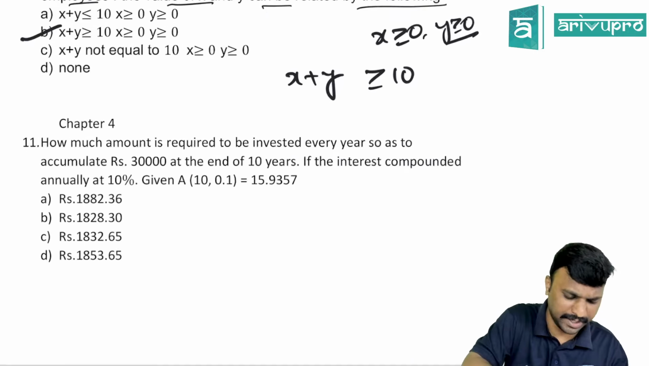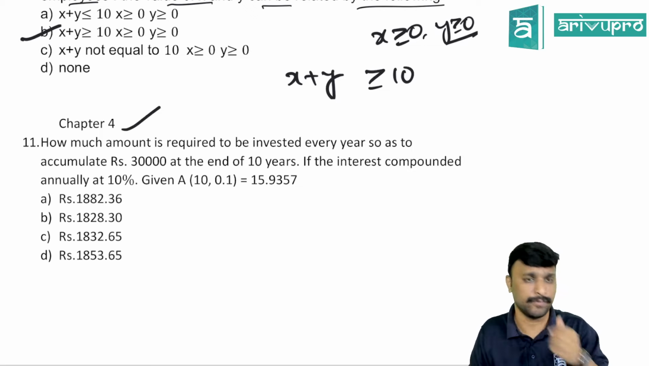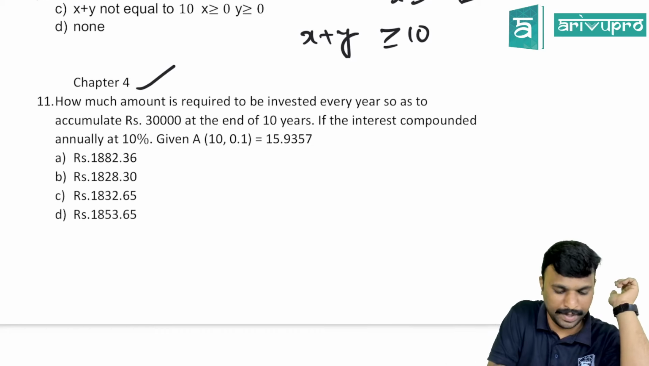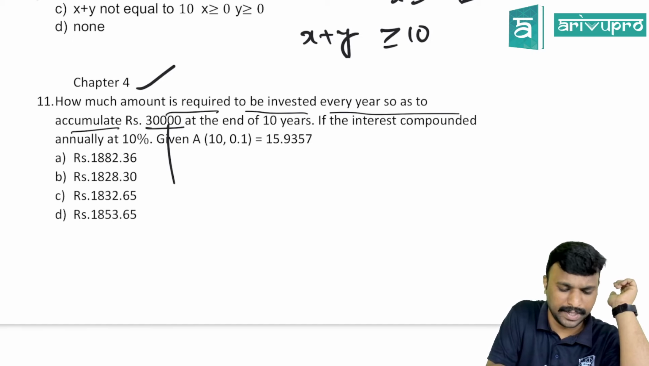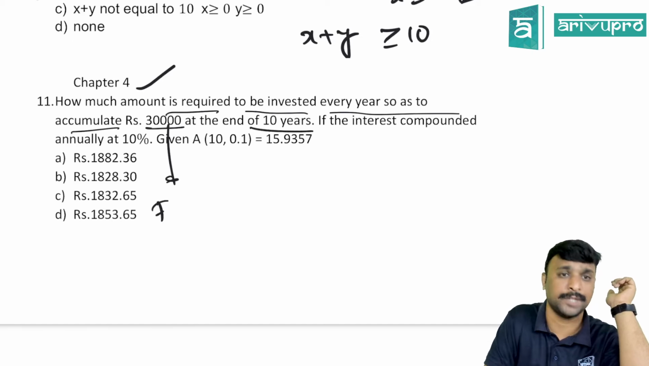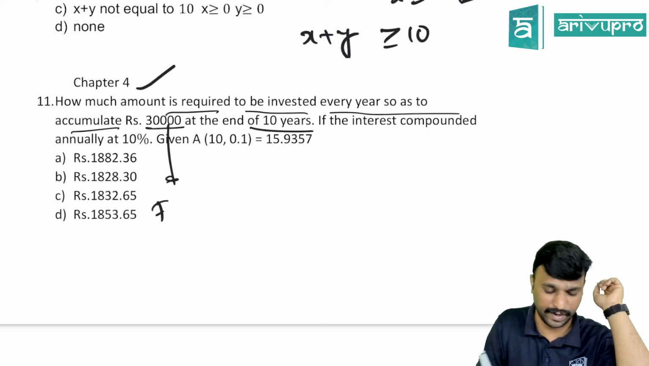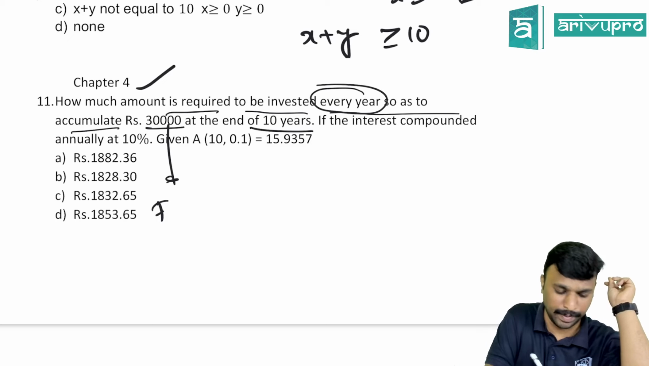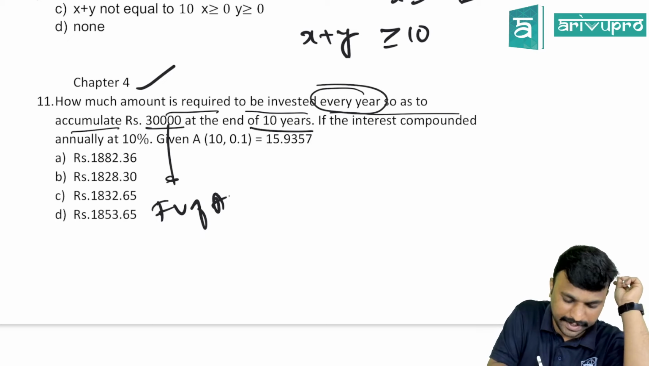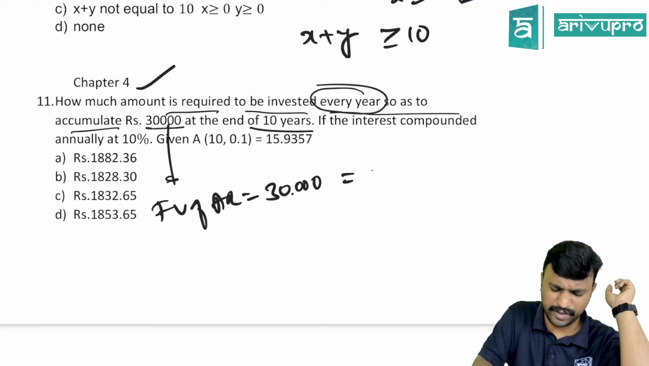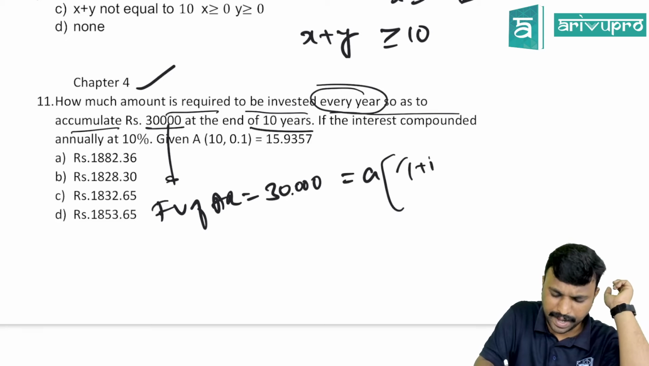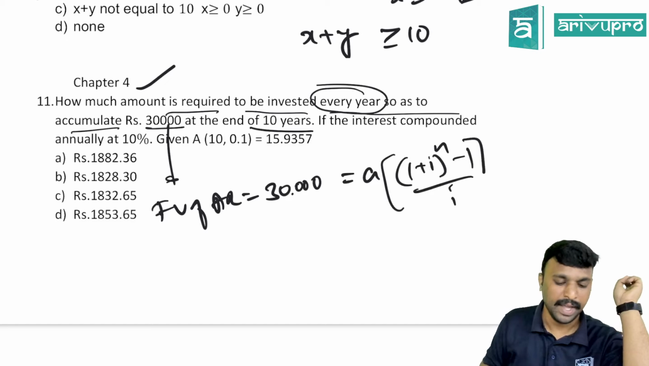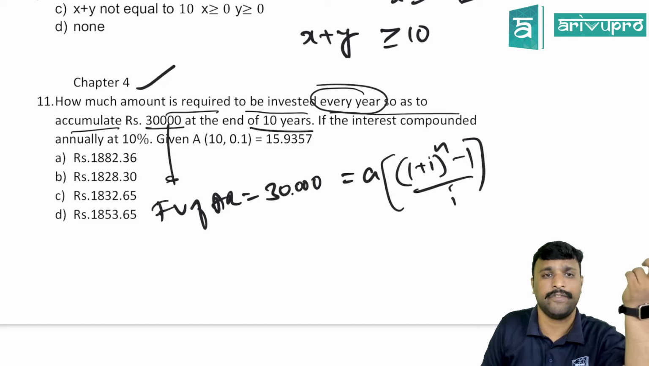Guys, let's move on to the next chapter, that is chapter number 4, time value of money. The first question is, how much amount is required to be invested every year so as to accumulate 30,000? Guys, what is 30,000? Future value at the end of 10 years, because they have said clearly at the end of 10 years. How much invested every year? Definitely it's an annuity problem. So FV of annuity is given to be 30,000. Guys, what is the formula for FV of annuity? A into (1 plus i) whole power n minus 1, divided by i. Guys, how do you say it's future value of annuity?